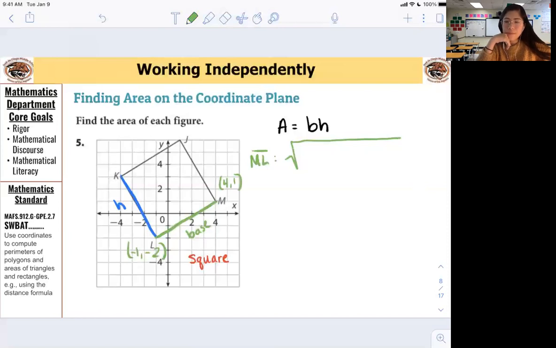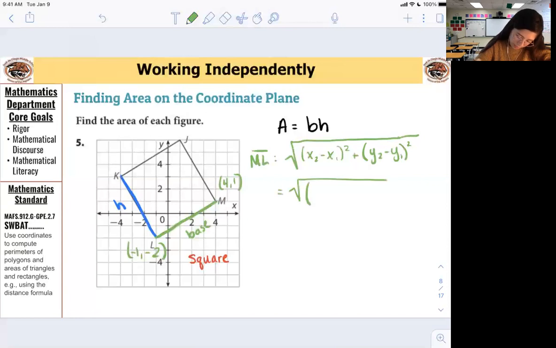Okay, I was gonna say it's the square root of x2 minus x1 to the power of 2 plus y2 minus y1. Good. Okay. Now I can plug everything in. Here we go. X2 minus x1, that's going to be 4 minus -1 squared. Y2 minus y1, that's going to be 1 minus -2 squared.